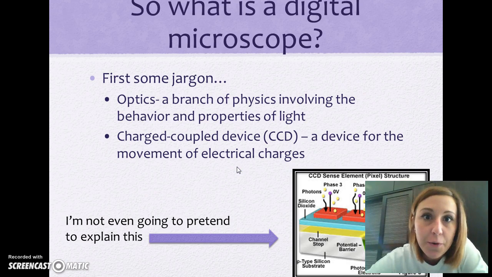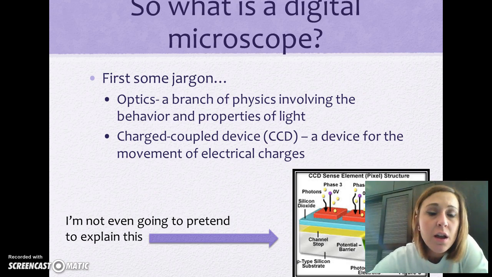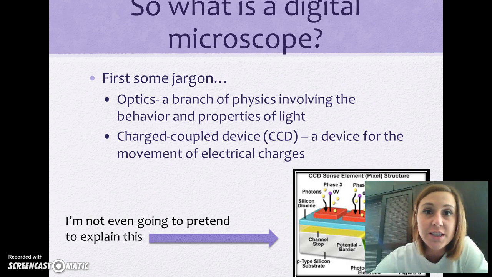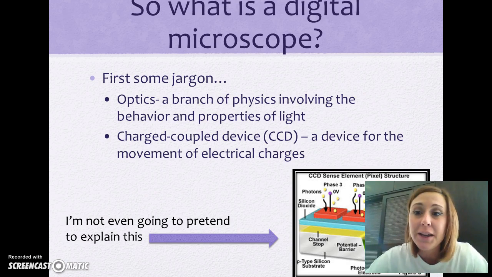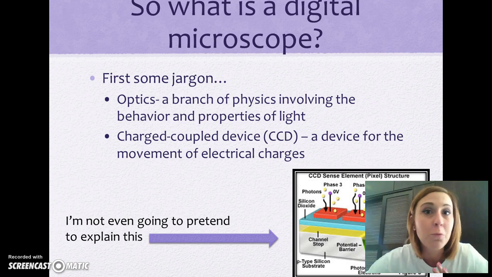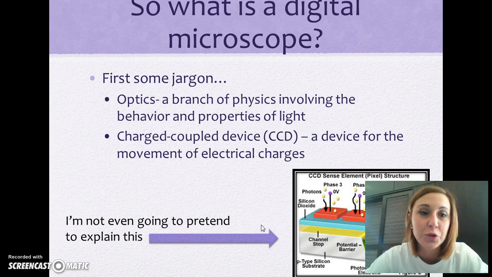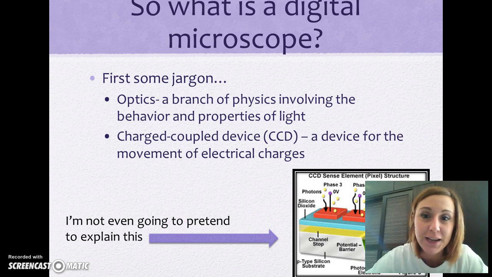So the digital microscope, first of all, some jargon. We talked about optics. It's a branch of physics involving the behavior and properties of light, and charge coupled device, CCD, a device for the movement of electrical charges. I was going to try to explain that more so you could really understand how it works, but I read about it and it was way over my head. So here's an illustration, and I'm not even going to pretend like I know how to explain that.